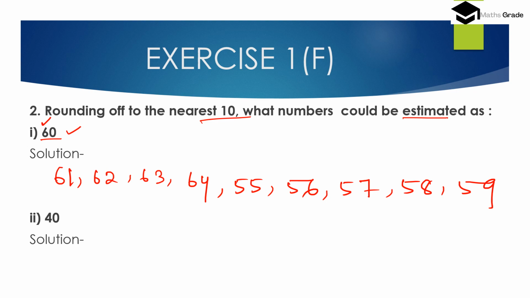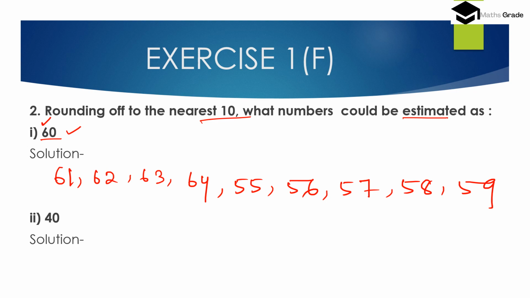Here 56, 6 is more than 5, so we have to add 1 to the tens place digit. This 5 changes to 5 plus 1, that is 6, and the 6 changes to 0, so 56 rounded to the nearest 10 is 60. And 57 rounded to the nearest 10 is 60 because 7 is more than 5. 58 rounded to the nearest 10 is 60 because 8 is more than 5. And 59 also rounds to 60 because 9 is more than 5.